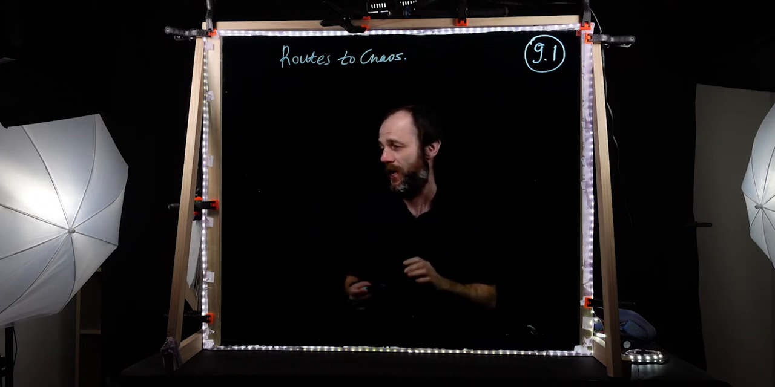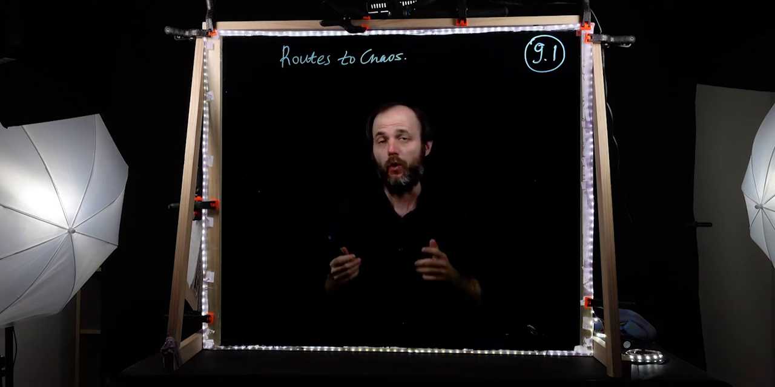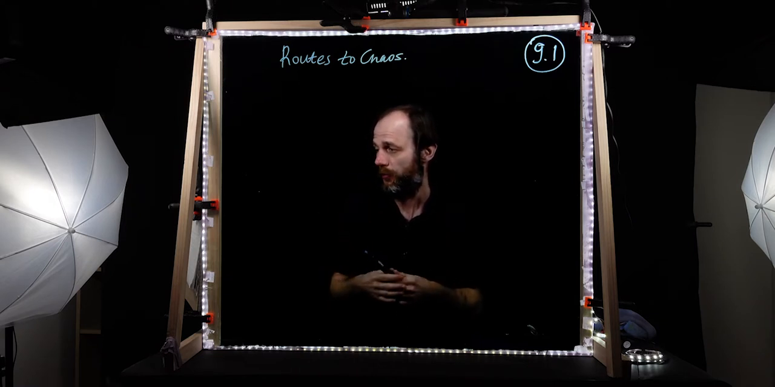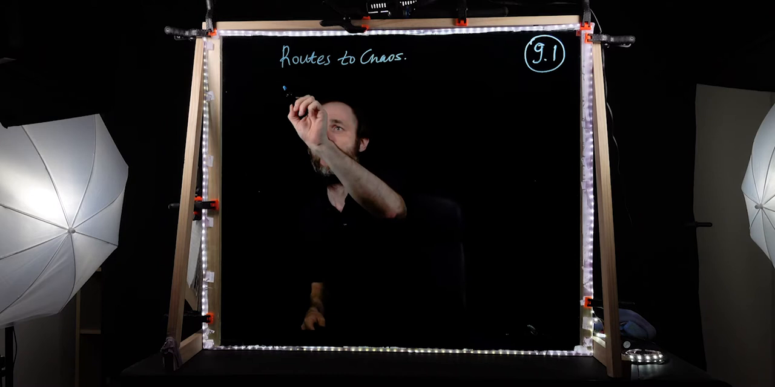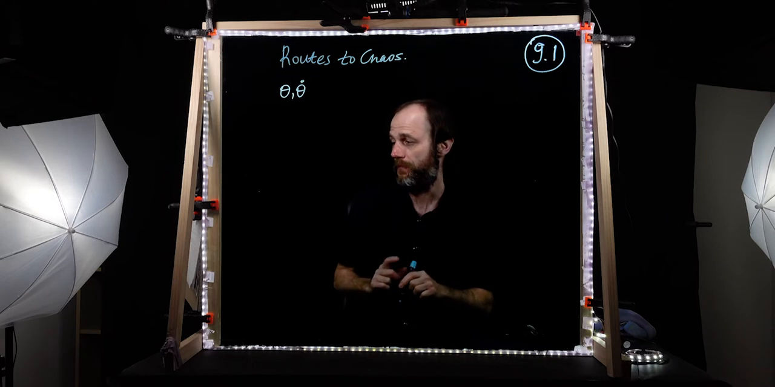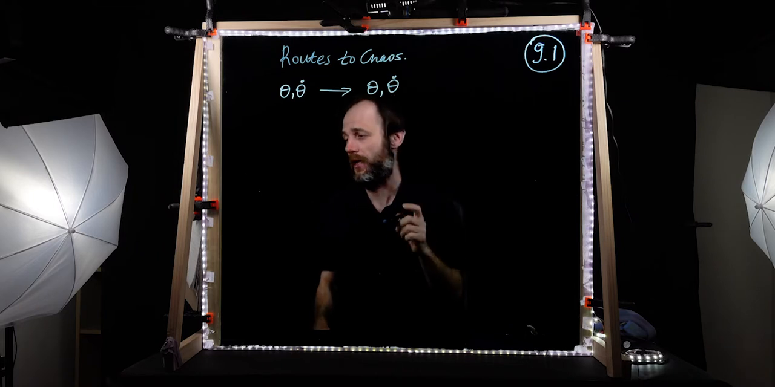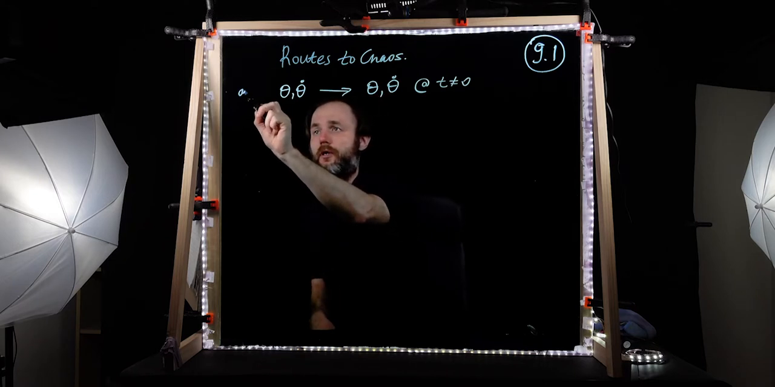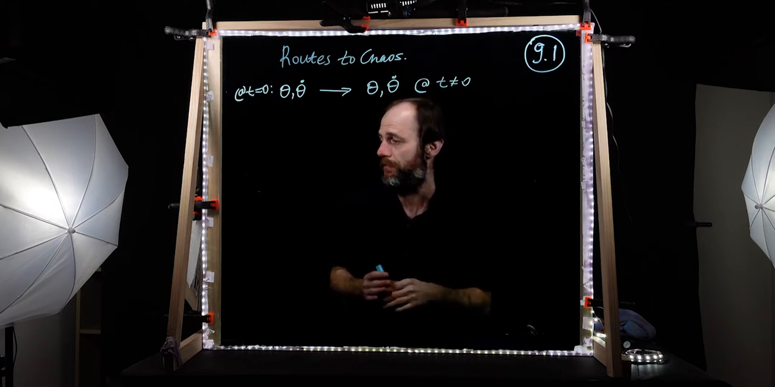Roots to chaos. If we recall how we got to chaos, that was on an example of a driven, damped pendulum. And this chaotic oscillator was basically giving us a continuous mapping between the initial conditions, theta and theta dot, into theta and theta dot at a later time. So this was at initial time, got mapped into a later time.